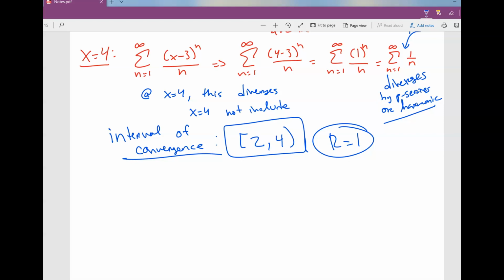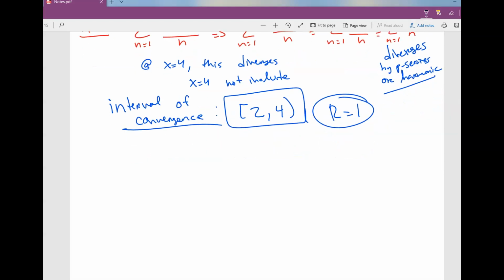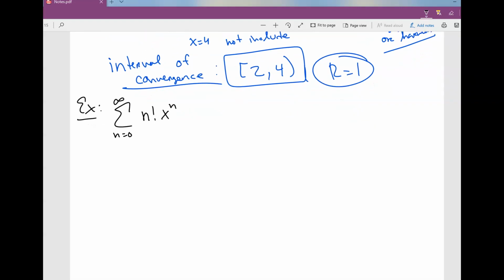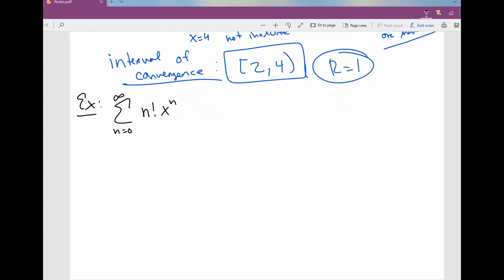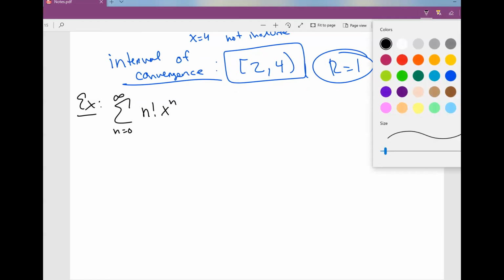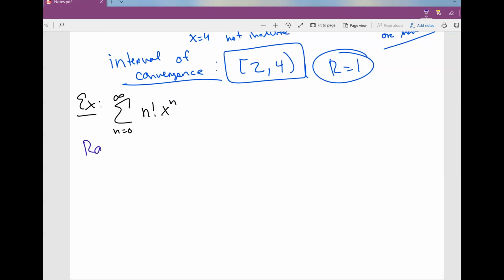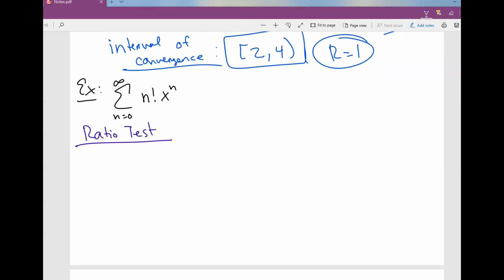Okay, now let's do one last one. Let's say we have the sum from n goes from 0 to infinity of n factorial x to the power of n. Here I think it would make sense to use the ratio test. So let's go ahead and use the ratio test.